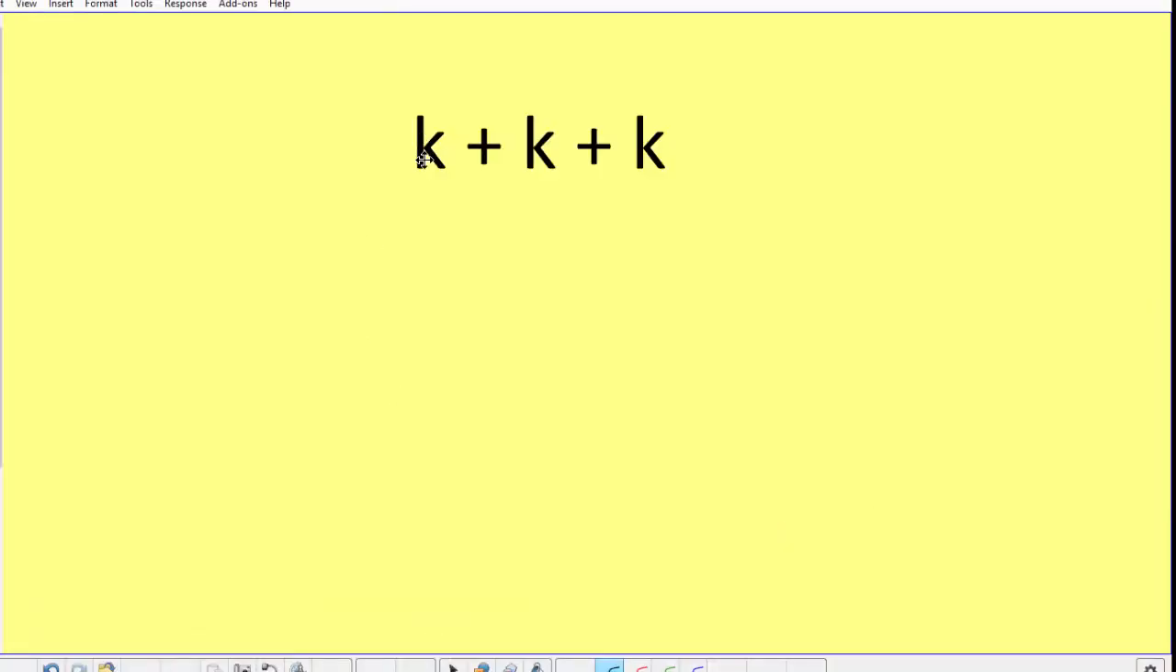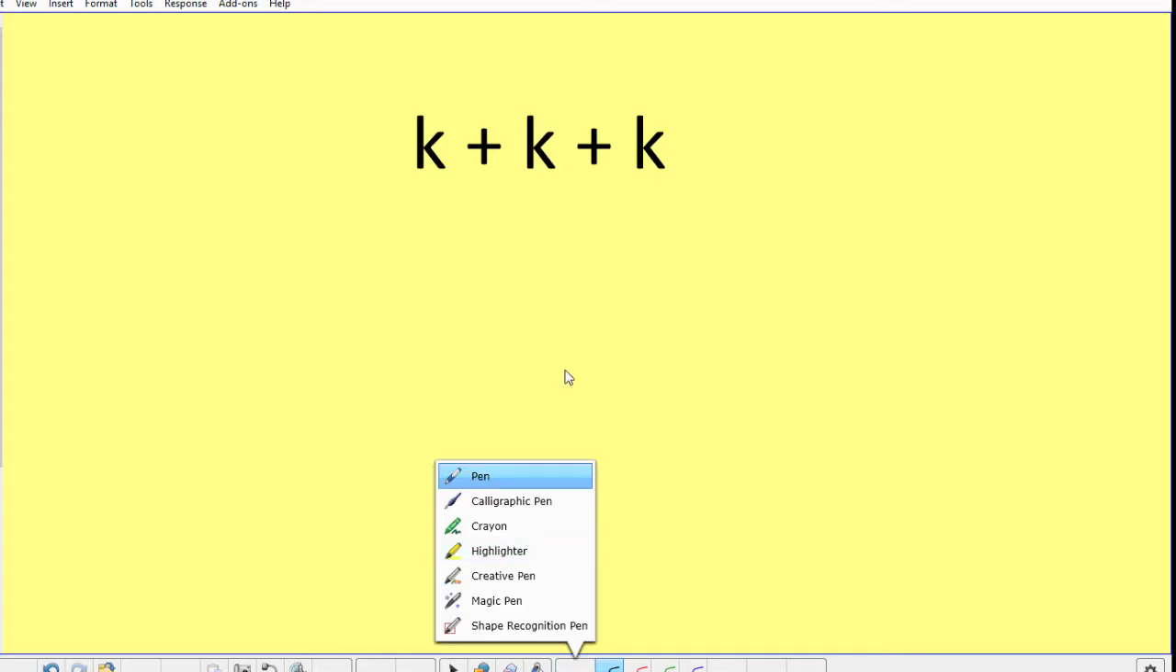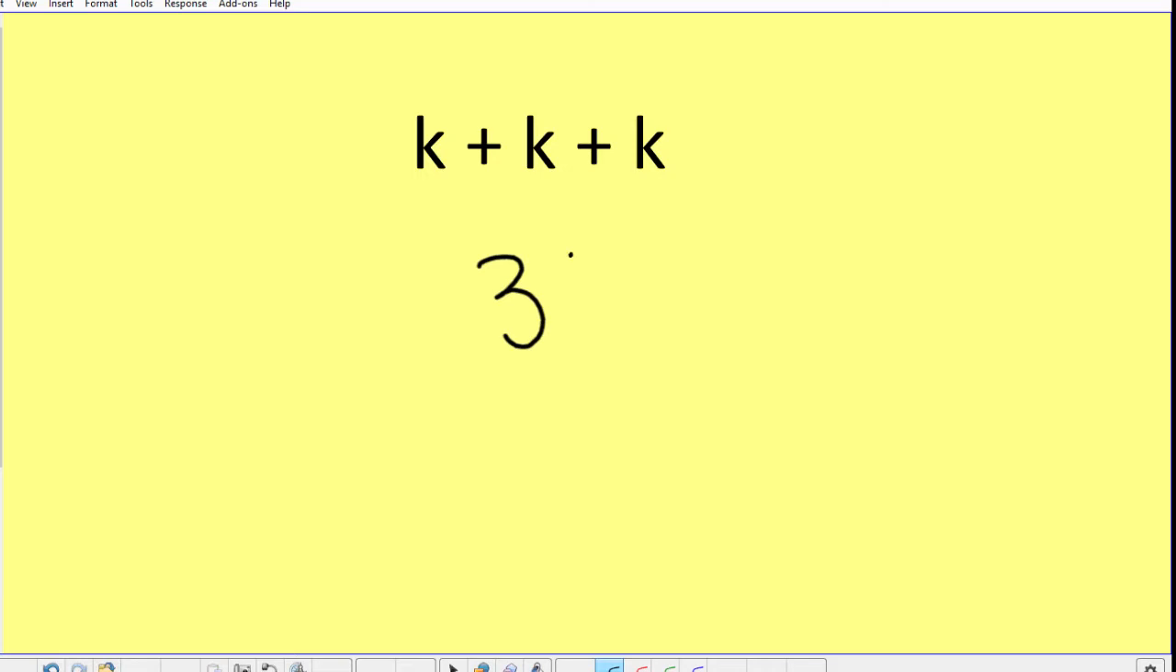So we're going to start by just collecting like terms. Remember, when you're collecting like terms and it's an add and take away, the terms themselves don't change, we just add them together. So we've got 1, 2, 3 k's there. So we're going to write 3k.